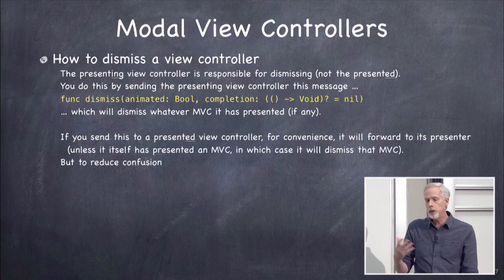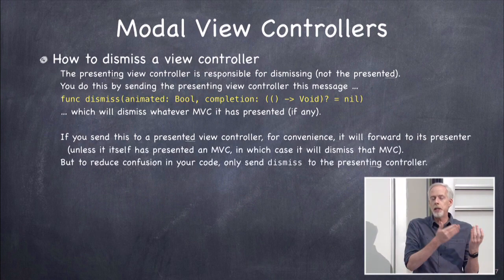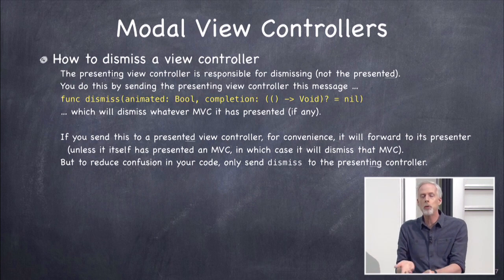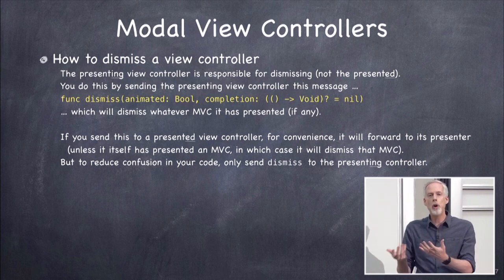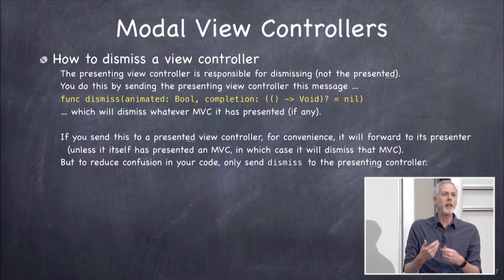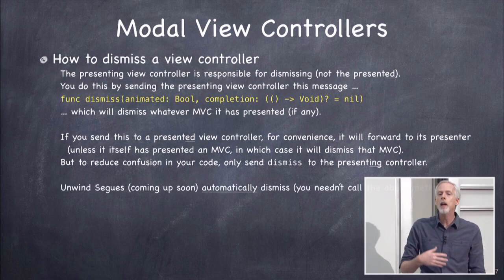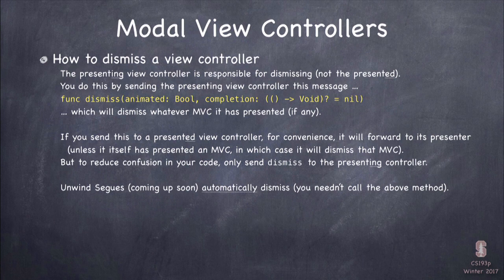And the good news is, a lot of times you want to do this in the cancel button of the thing that was presented, but of course it can't send this to itself. But luckily, every view controller knows who presented it. So it can just get its presenting view controller. There's a var called presenting view controller, and it can send dismiss to its presenting view controller. You'll see that in the demo as well.